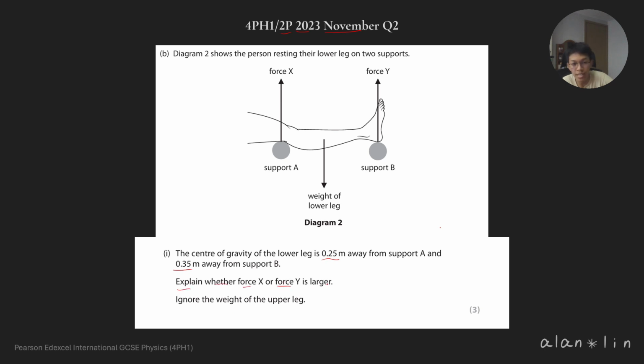Our job is to explain whether force X or force Y is larger, and we have to ignore the weight of the upper leg, so we are not considering this portion of the leg. If you look at the question, it is very obvious that we are comparing two forces, force X and force Y, and therefore this is a PAO question, a pivoted object question, and our job is to place the pivot at the object.